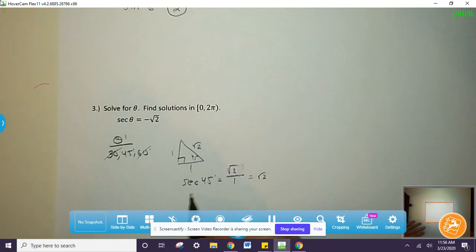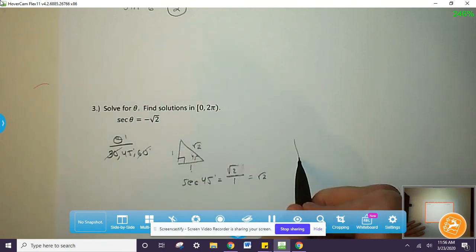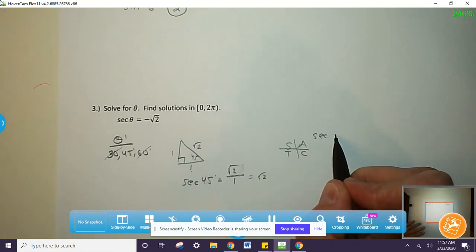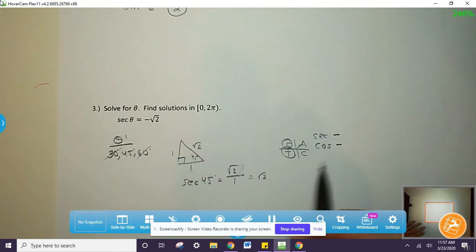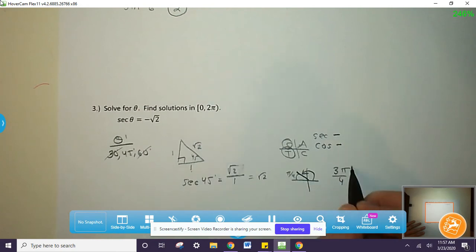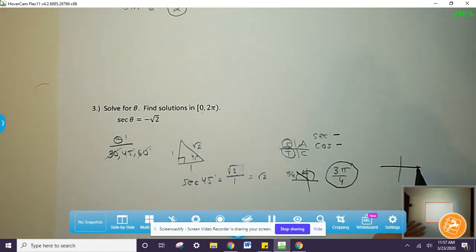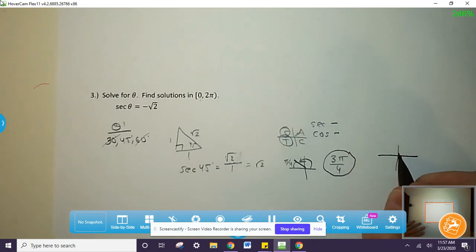And to figure out what quadrants our angle might live in, this is where we pick the quadrants. Because secant is negative, that means cosine will be negative. And that means our angle theta could live in quadrant 2 or could live in quadrant 3. So the angle in quadrant 2 that has that pi over 4 reference angle is 3 pi over 4. And I'm only doing this in radians right now because the directions said radians. If the directions asked for degrees, I would do this in degrees as well.